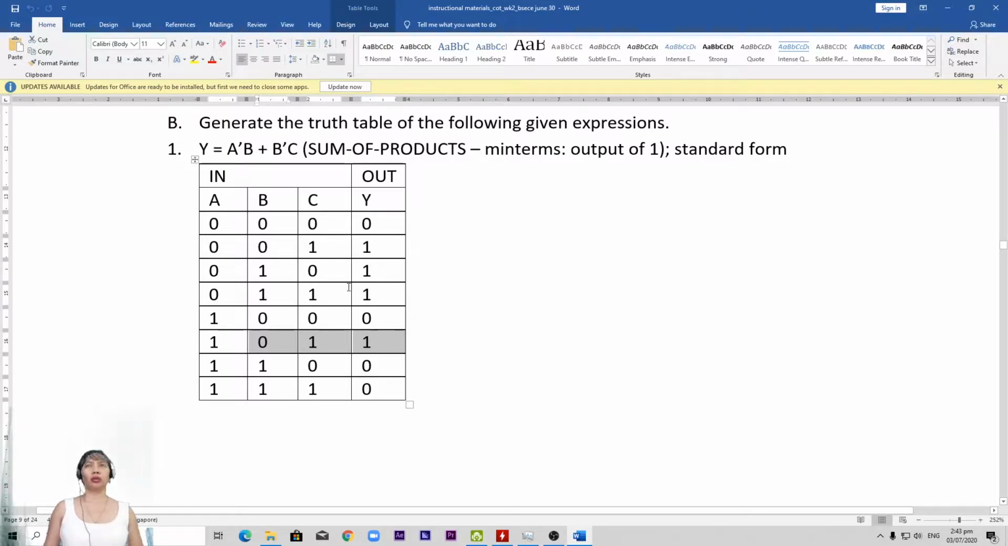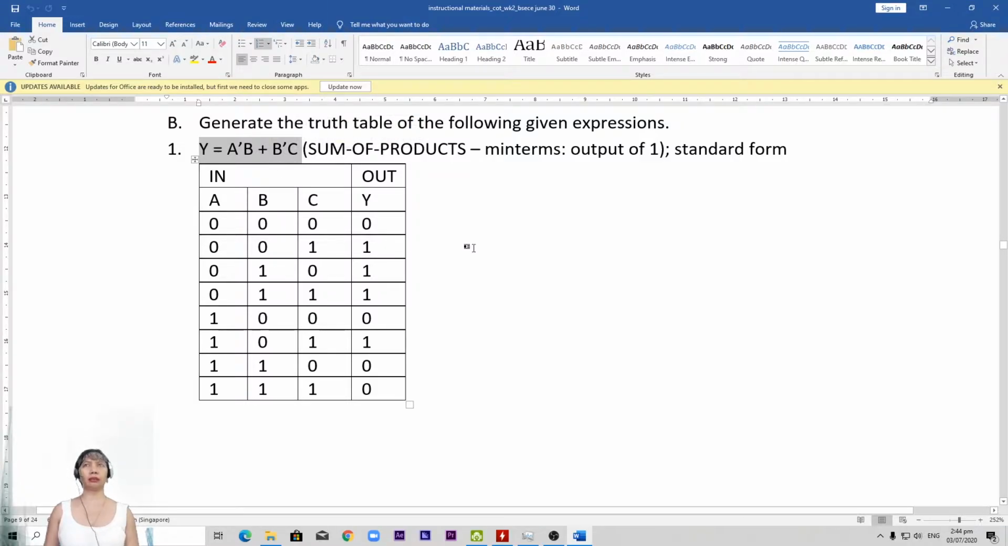Therefore, we have identified the conditions wherein the output is 1, then the rest are zeros. You have to write zeros here. So this is now the truth table for y is equal to a prime b plus b prime c.